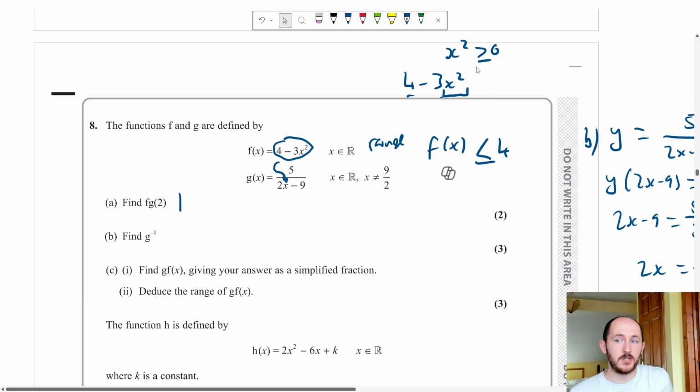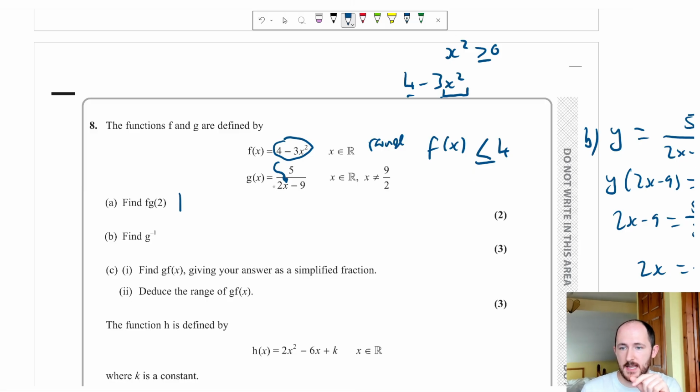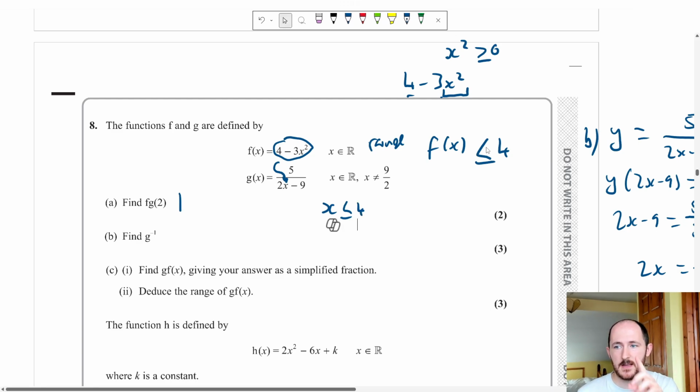The other thing you could do is you could literally sketch the graph. That means our domain into g of x is less than or equal to 4. Because again, the only values we get from f of x are less than or equal to 4, which means the only values we sub into g of x are less than or equal to 4. So let's work that out now.